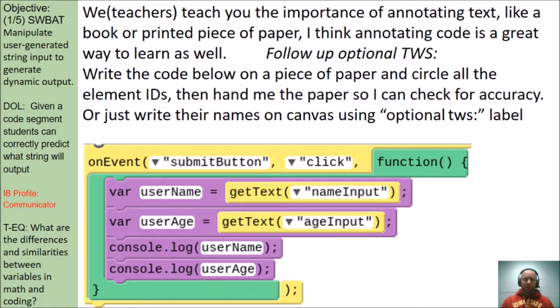If this is definitely a learning style of yours, go ahead and write out the code and then circle the element ID. Maybe put a box around the string literal and a triangle around the variables. Or if there's some way for you to do this on Canvas, that would be interesting to see.